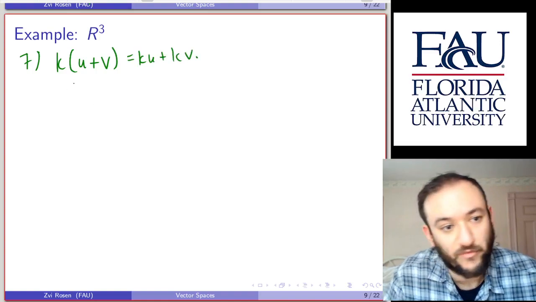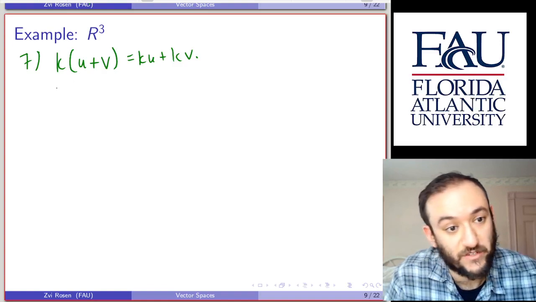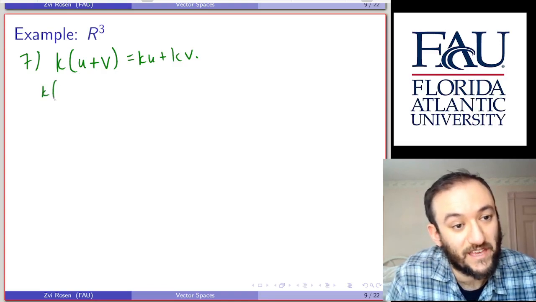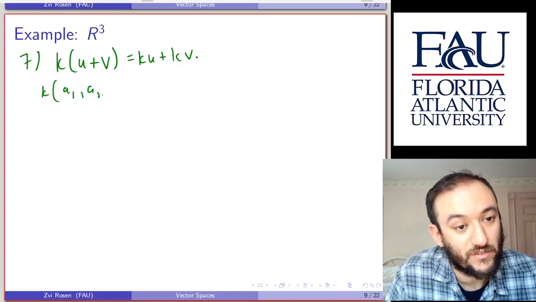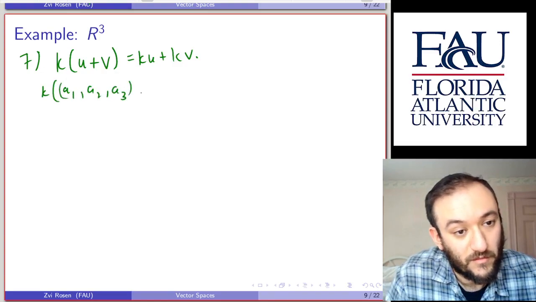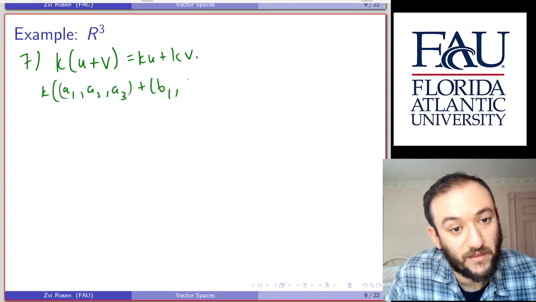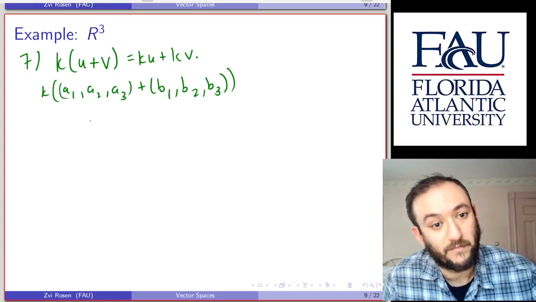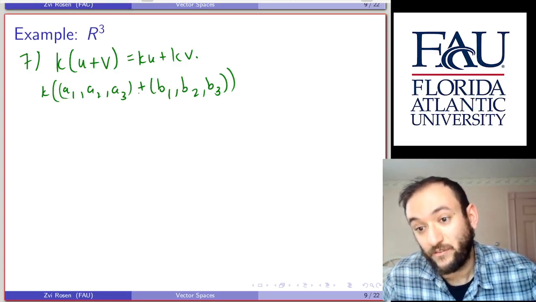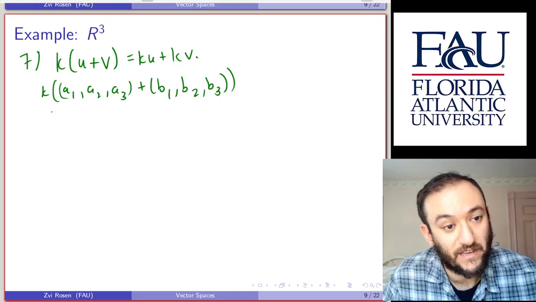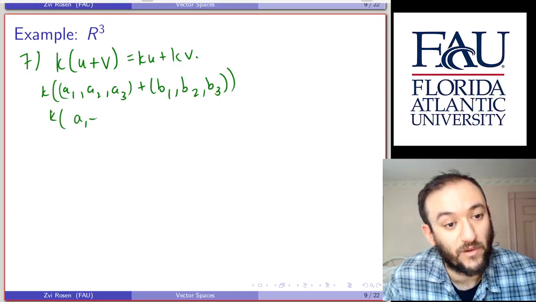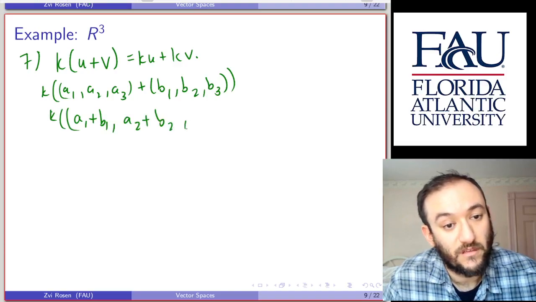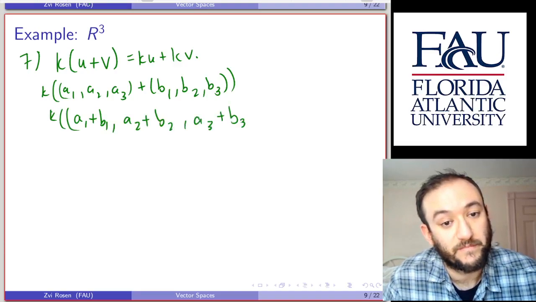So how would I go about proving this? Well, you just spell out what these vectors are. So on the left-hand side, we have k times a1, a2, a3 plus b1, b2, b3. Okay. So then we want to add it first and then multiply by k. So we get k times a1 plus b1, a2 plus b2, a3 plus b3.